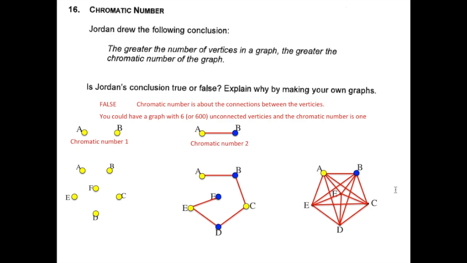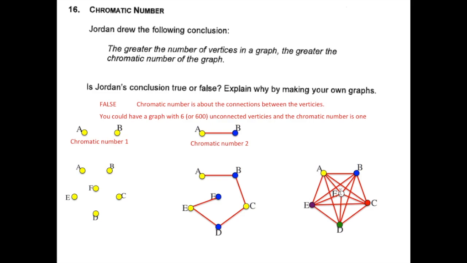A is connected to B, so it has to be a different color. And C is connected to B, so it has to be a different color than B, but it's also connected to A, so it has to be a different color than A or B. So I made it red. And then D is connected to C, can't be red, connected to B, can't be blue, connected to A, can't be yellow. So I made D green.